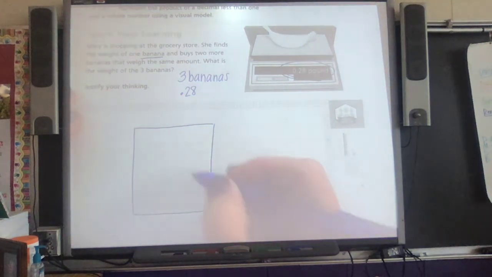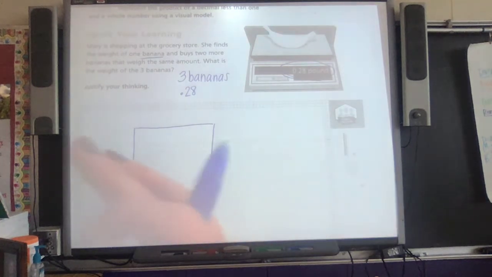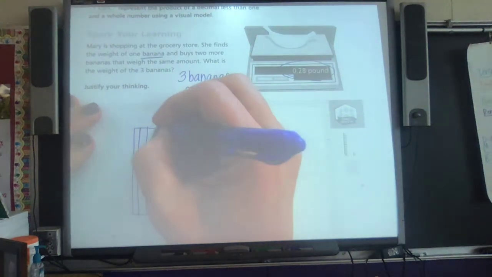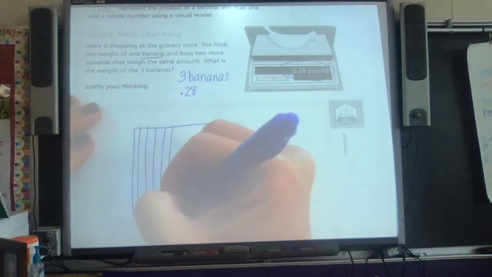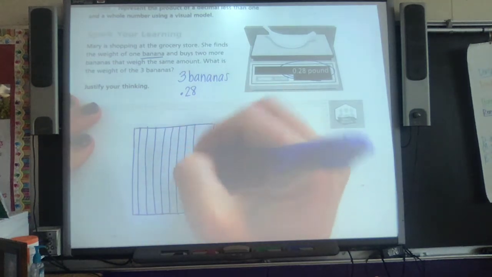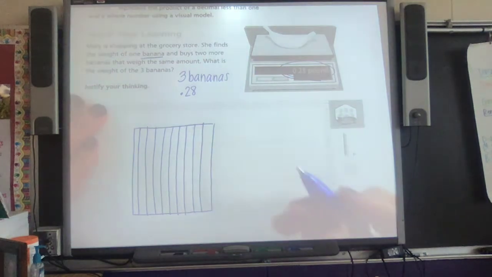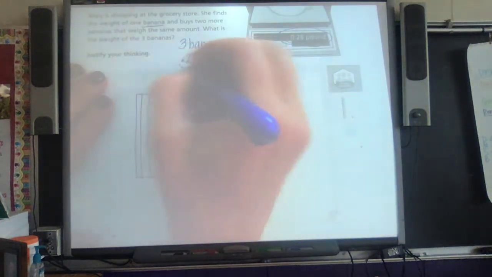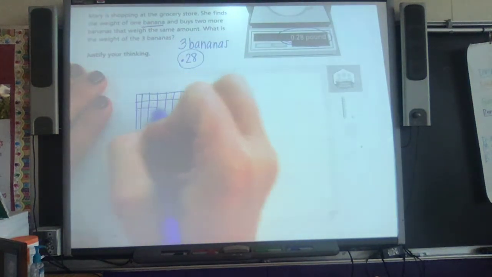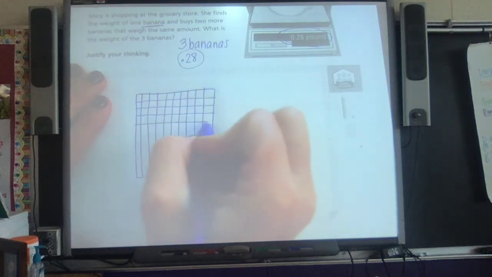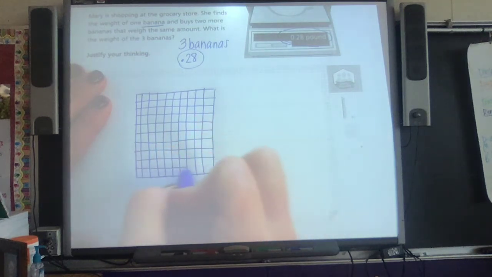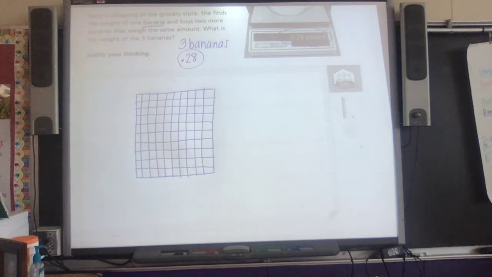Now this doesn't have to be perfect, so don't worry about that. I'm going to make a hundreds board, and I'm going to show my one whole, and I'm going to split it into tenths. So there's 3, 4, 5, 6, 7, 8, 9, and 10. All right, so that would be tenths. There's one whole and I have tenths. I want to show hundredths because I have 28 hundredths. 1, 2, 3, 4, 5, 6, 7, 8, 9, and 10. All right, so again, don't stress about making this look perfect. It doesn't matter, it's for you.